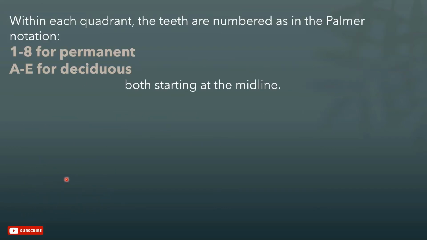After we have indicated the arch and the side, we write the number of the tooth next to these two letters. For the permanent dentition, we use the numbers from 1 to 8, starting with the central incisor up to the third molar. And for the deciduous dentition, we use the letters A to E, and both start at the midline, as I showed.